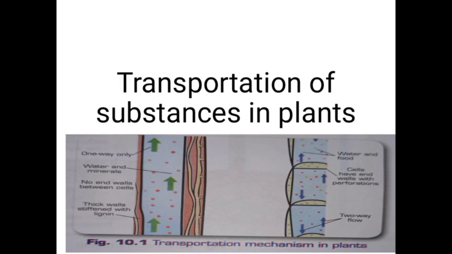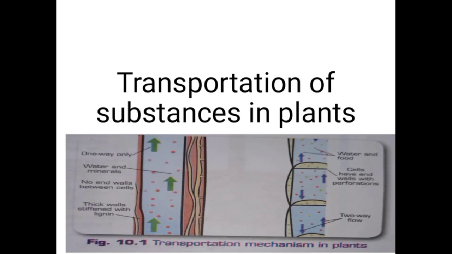Transportation of substances in plants. Plants prepare their own food by the process of photosynthesis. To prepare their own food and to grow, plants need water, minerals, and other nutrients. The plants have a transport system called the vascular system, which transports these materials throughout the plant. The vascular system has tube-like structures called the xylem vessels and the phloem vessels.